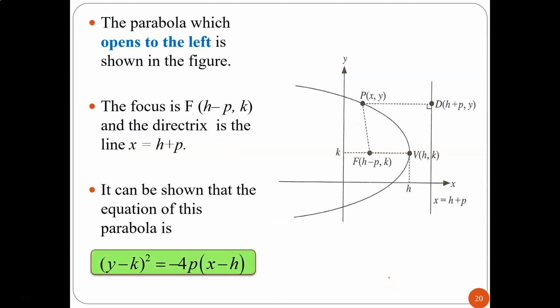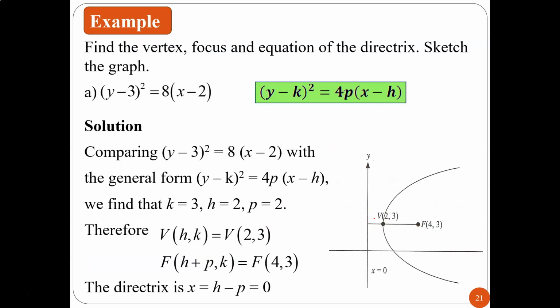And the other one is this one. It opens to the left, the earlier one opens to the right. And of course, when it opens to the left, you will have a negative sign over here because it is negative. So it's quite similar with this one. It's just that you add a negative sign over there.